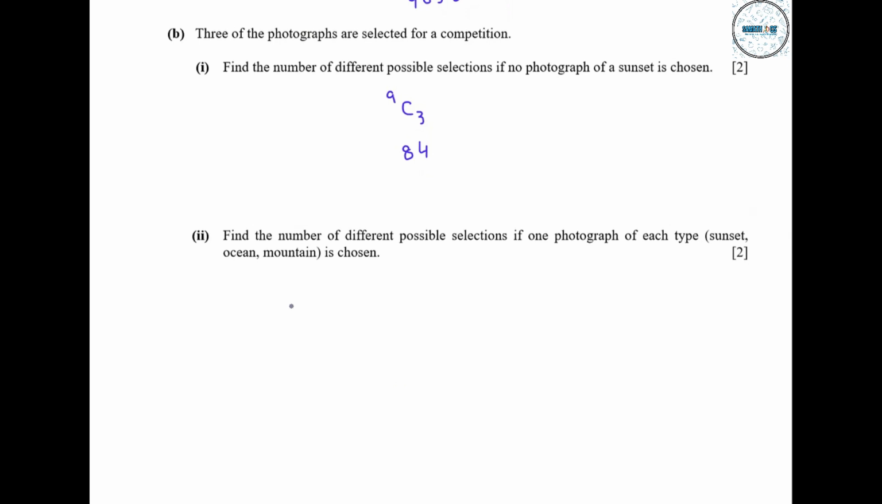Now, the next is find the number of different possible selections if one photograph of each type, sunset, ocean, mountain, is chosen. So one photograph from each category is to be chosen. So 3C1 into 4C1 and into 5C1. So when we multiply these 3, we will get 60.